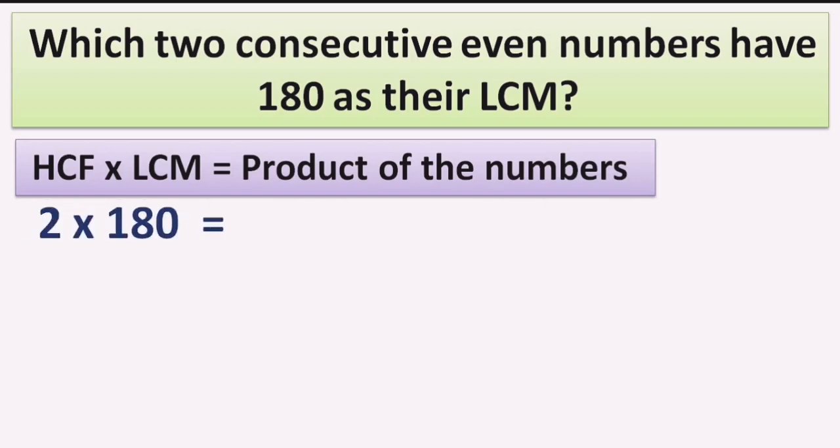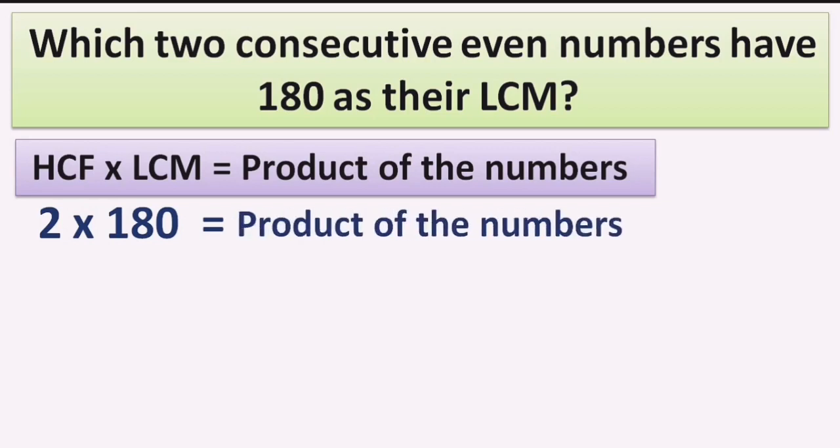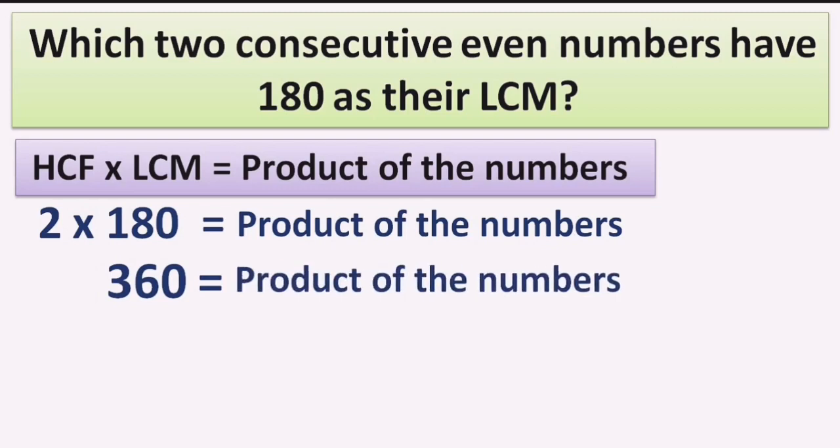So here we go, 2 is the HCF, 180 is the LCM, and by multiplying them we can get the product of those numbers too, right? And the answer of that multiplication is 360, right? So here onwards the tricky part comes. Now we have to guess those two numbers. Okay, they must be consecutive even numbers, right? And their product should be 360. So to guess those numbers, I have one technique, correct?